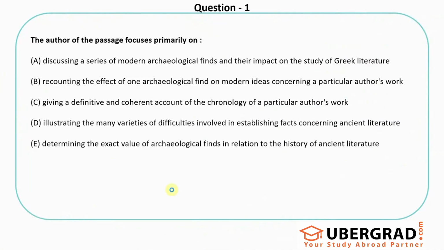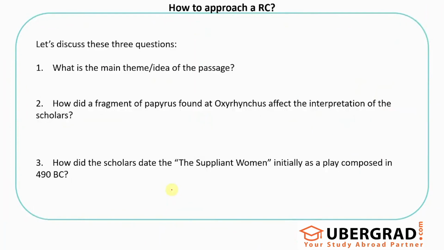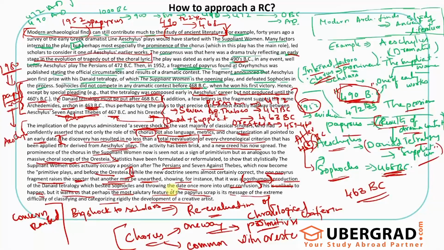So let's look at these questions. What is the main theme or idea of the passage? If you ask me, the author has written this with a key point, again as I said, the first line: modern archaeological finds are contributing to the study of ancient literature. That's a starting key point for me. Post that, he gave an example of this Achilles play. He was just showing how some archaeological finds can change the conclusions or the interpretations scholars had till that point. And then he has given the continuation of the story. But finally the key takeaway for me again is the last line.